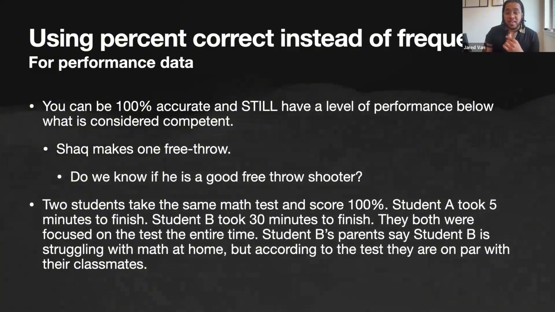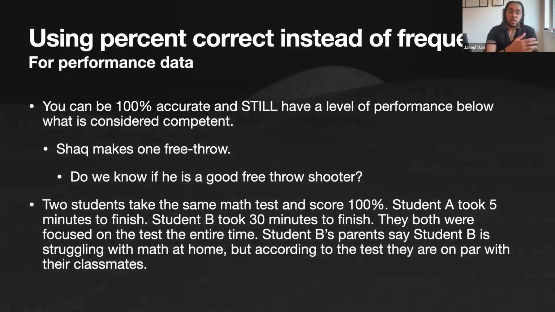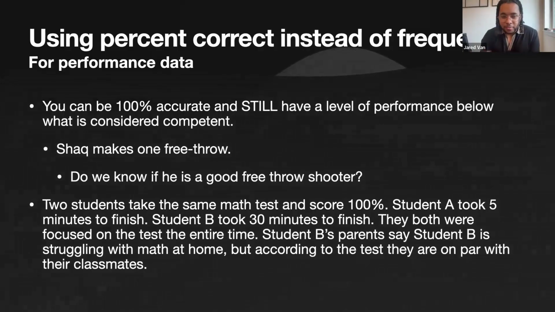Here's another example. If two students take the same math test and score 100%, student A took 5 minutes to finish and student B took 30 minutes to finish. They were both focused on the test the entire time. Student B's parents say that student B is struggling with math at home, but according to the test, they're on par with their classmates. Which student do you think knows math better?